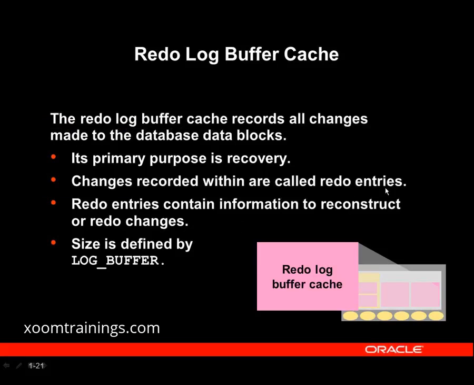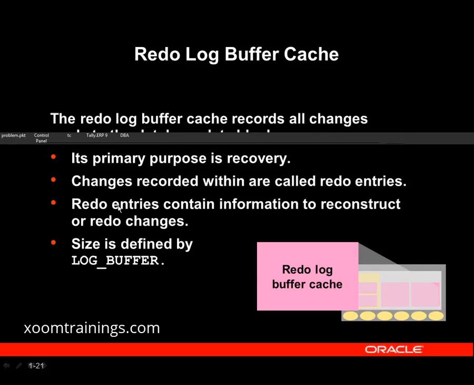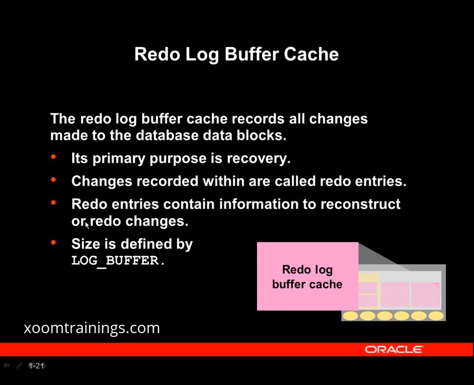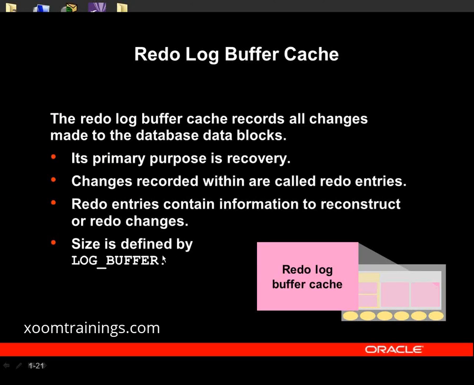Changes recorded within are called redo entries. Whatever changes are made in the database buffer cache are automatically reflected into the redo log as a copy, and that is known as redo entries. A redo entry contains information to reconstruct changes, so we could reconstruct changes made in the database buffer cache. The main purpose is recovery, and the size is determined by log_buffer.